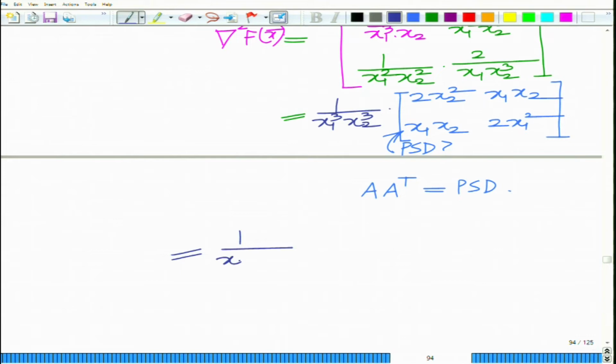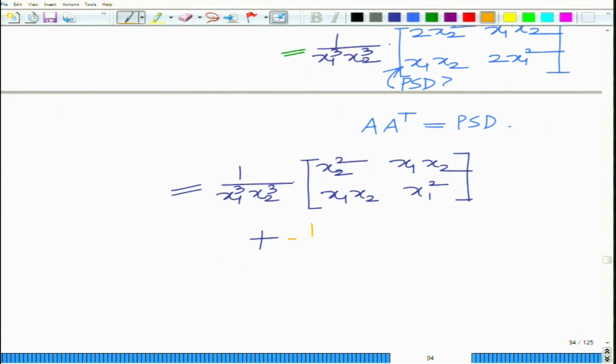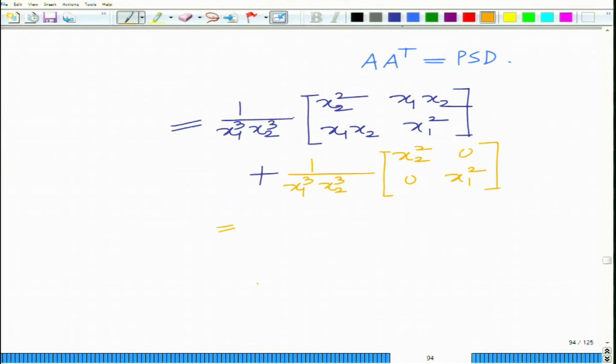You can first write this as 1 over x1 cube x2 cube times the matrix x2 square, x1 x2, x1 x2, x1 square, plus 1 over x1 cube x2 cube times the matrix x2 square, 0, 0, x1 square. And now I can decompose this into factors.